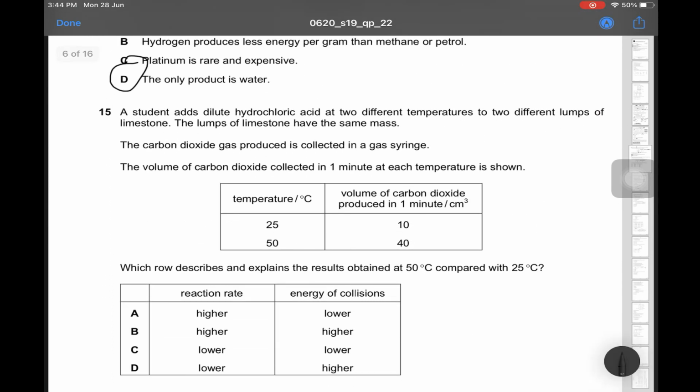Now, for question number 15, a student adds dilute hydrochloric acid at two different temperatures to two different lumps of limestone, and which row describes and explains the result obtained at 50 Celsius compared with 25 Celsius. The reaction rate will definitely be higher, since at a higher temperature there will be more energy supplied to the particles, and the particles gain more kinetic energy. Moreover, there will be a higher energy of collisions as the particles have more kinetic energy at higher temperature. So the answer for question 15 is B.